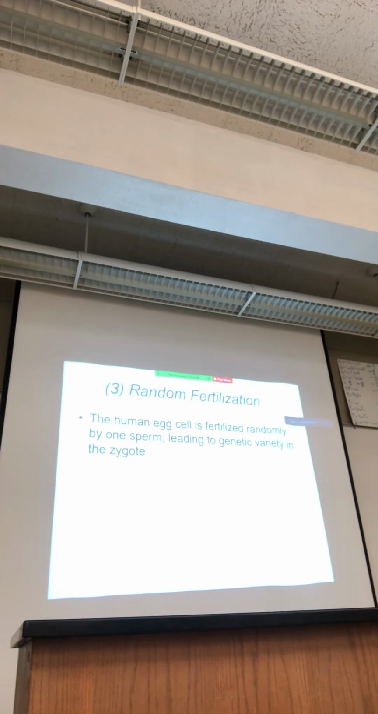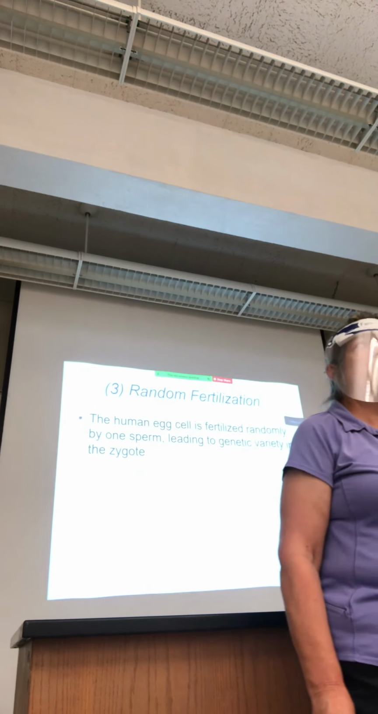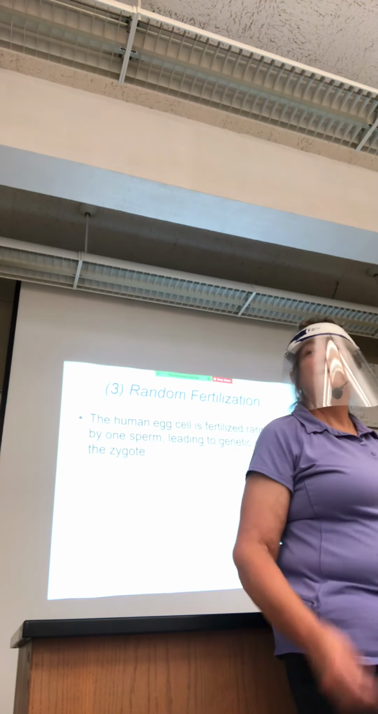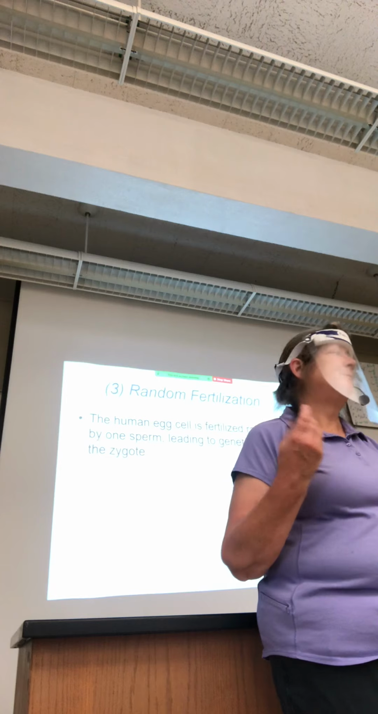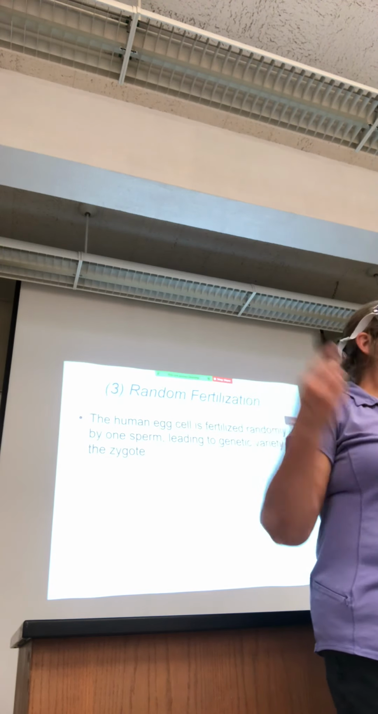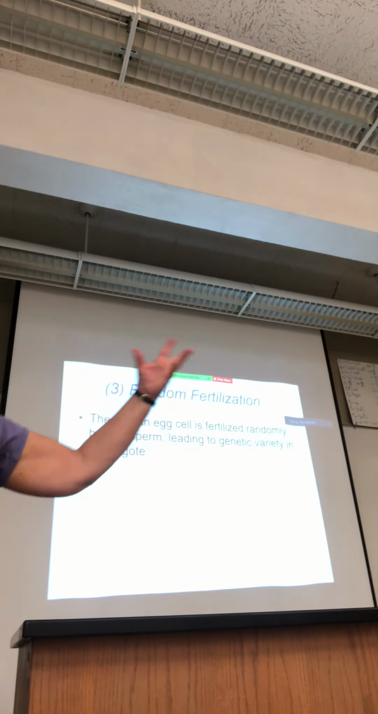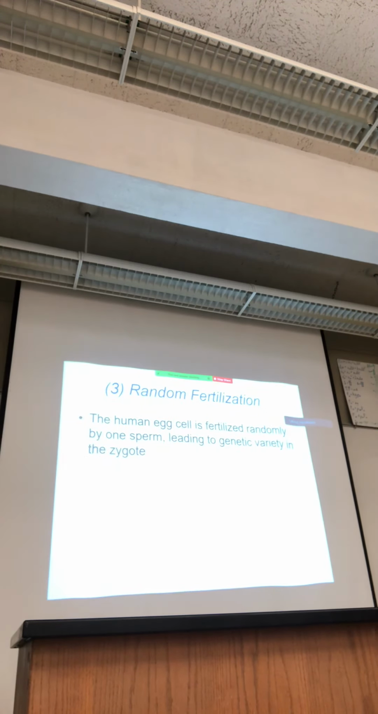Is it possible for two darker skinned people to have a lighter skinned baby? Yes. We'll talk about that in the next 1 or 2 chapters. And two lighter skinned people can have a darker skinned baby. Not hugely different, but definitely different. So random fertilization is a big contributor to genetic diversity.